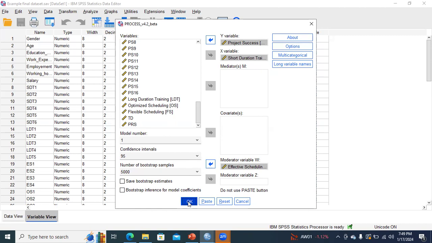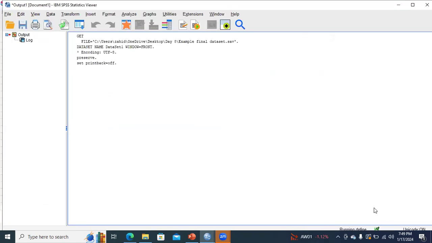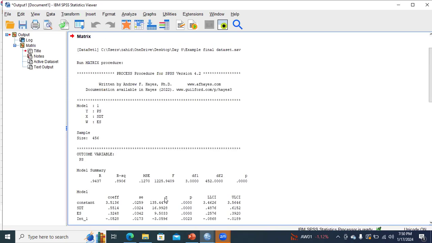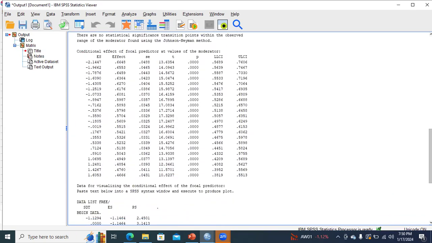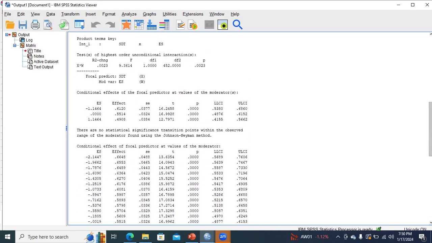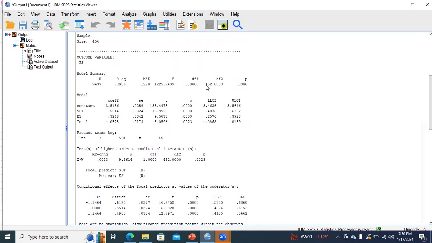When you click OK, you will have to wait for a couple of seconds because it will take some time for your output to appear. After the output appears, I will let you know how to interpret the results of your simple moderation analysis, and how you can confirm whether your moderation is significant or whether it is changing the impact or not. So you can see the result has appeared like this. It is a very long result, but you need to understand different parts of it.